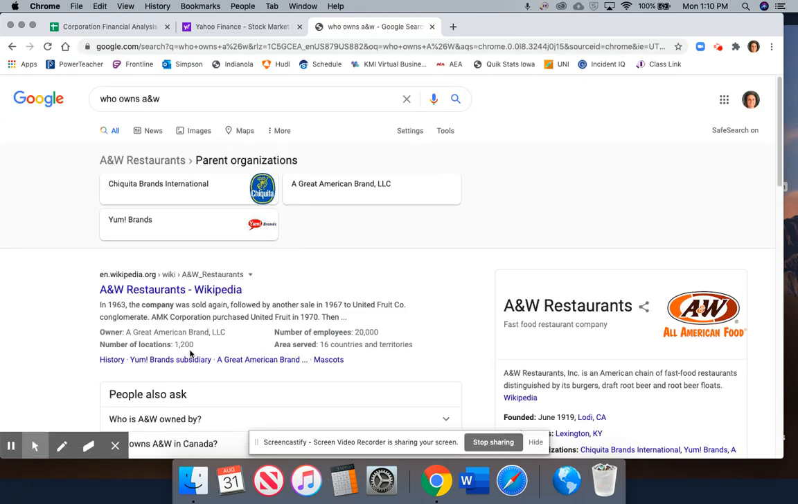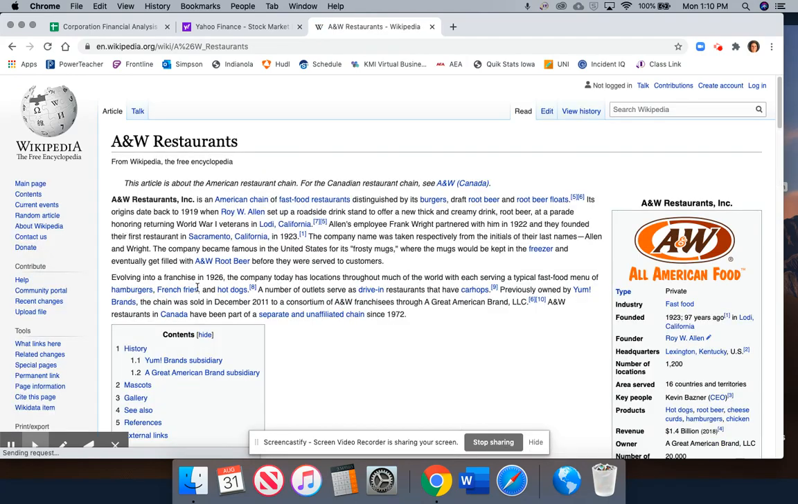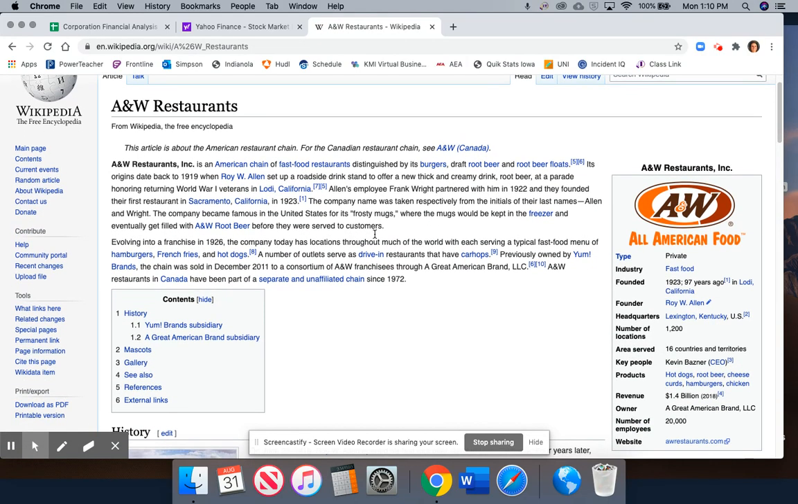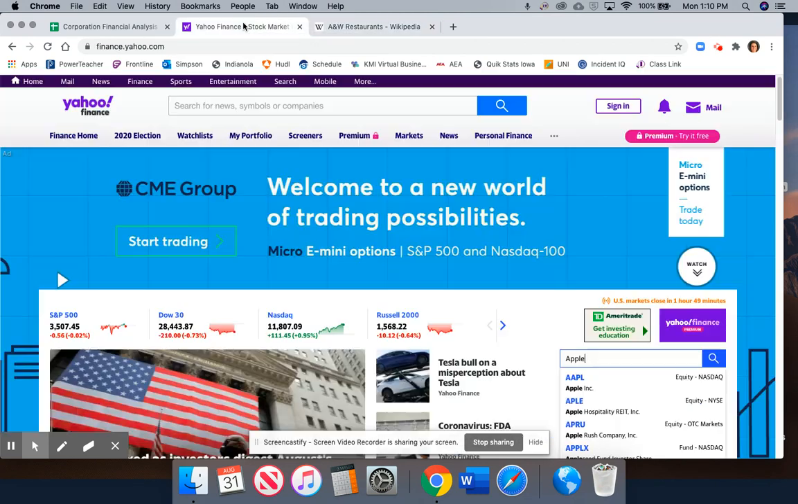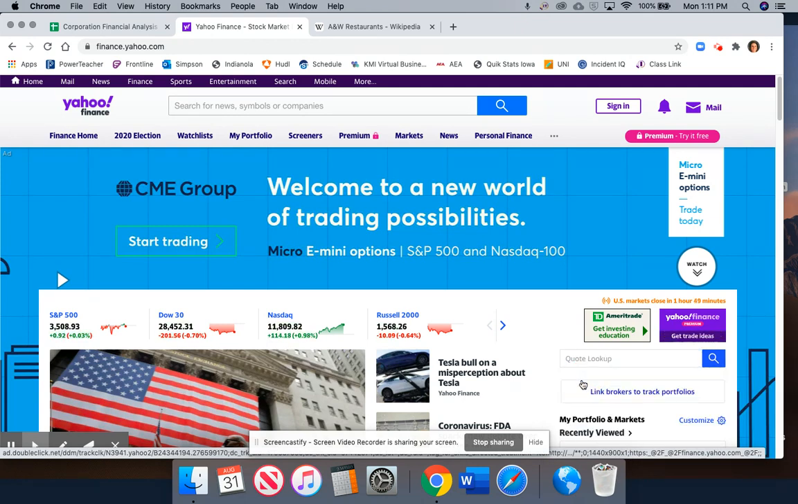A&W. And you could read through here and find out that it's a Yum Brands subsidiary. That means Yum Brands is the parent company that owns A&W. So if you are having a hard time finding it when you type in here, that could be part of the issue. So just keep that in mind. So I found Apple here, first one.